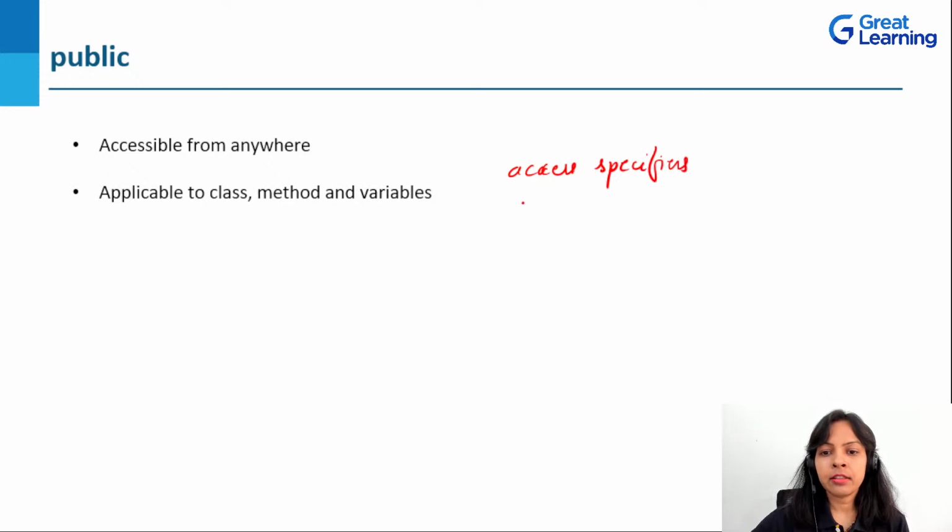Access specifiers and access modifiers. Now, these are two words, right? Can they be used interchangeably? Is it the same thing, access specifier, access modifier?